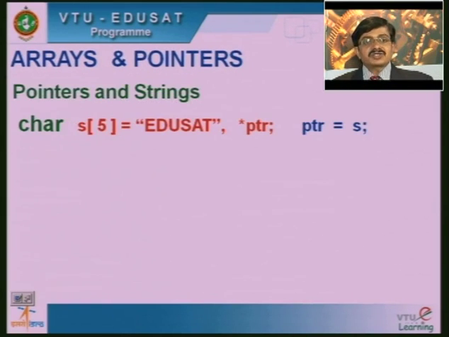Now when you come to strings, s of 5 is edusat, one particular string that I have taken, and here star ptr is the syntax we use to declare a character pointer. Ptr is a variable of type pointer to a char, right. Here char is the data type I am using, and the pointer variable is star ptr. When I use ptr is equal to s here, the starting address of s will be assigned to the ptr variable.